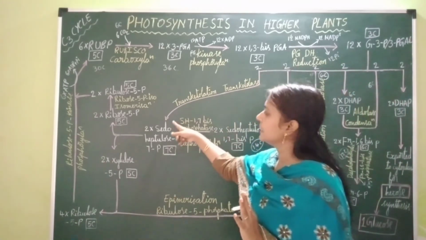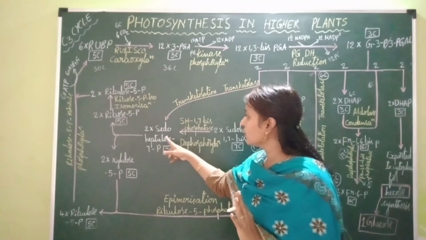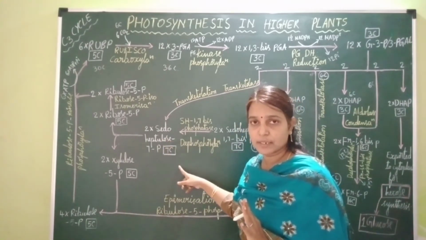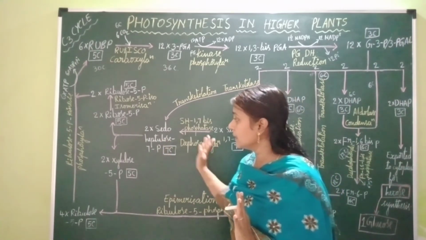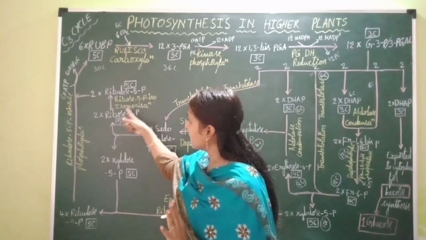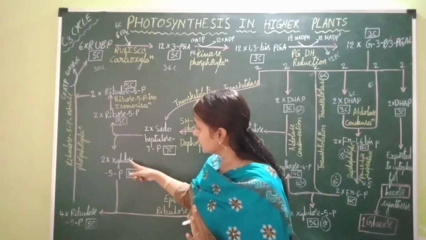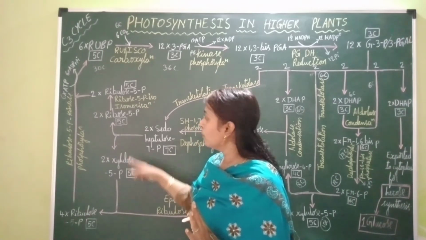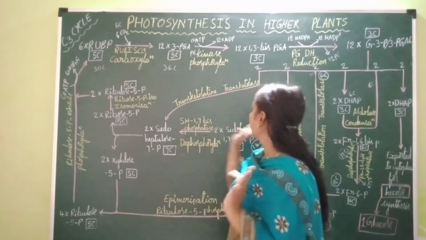Okay, now these remaining two molecules of G3P undergo transketolation with two molecules of pseudoheptulose 7-phosphate. When it undergoes transketolation, it results in the formation of two compounds. Again, those two compounds, one is ribose 5-phosphate and the other one is xylulose 5-phosphate. Both are 5-carbon compounds.